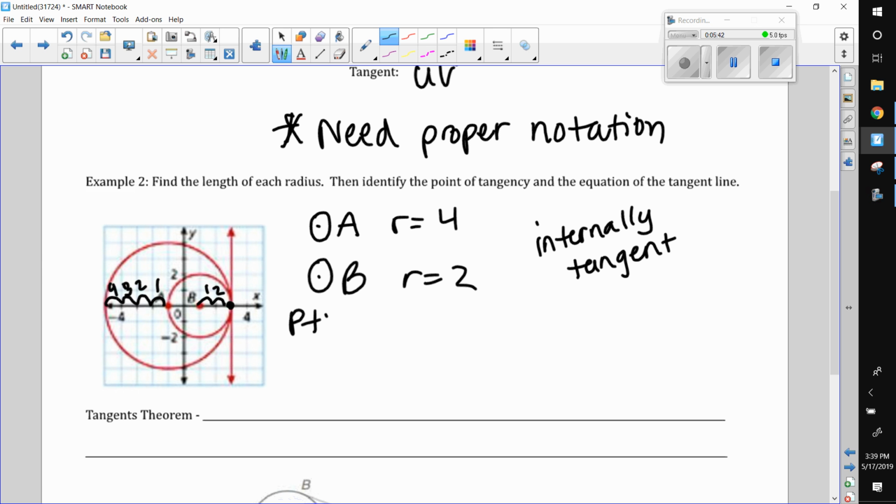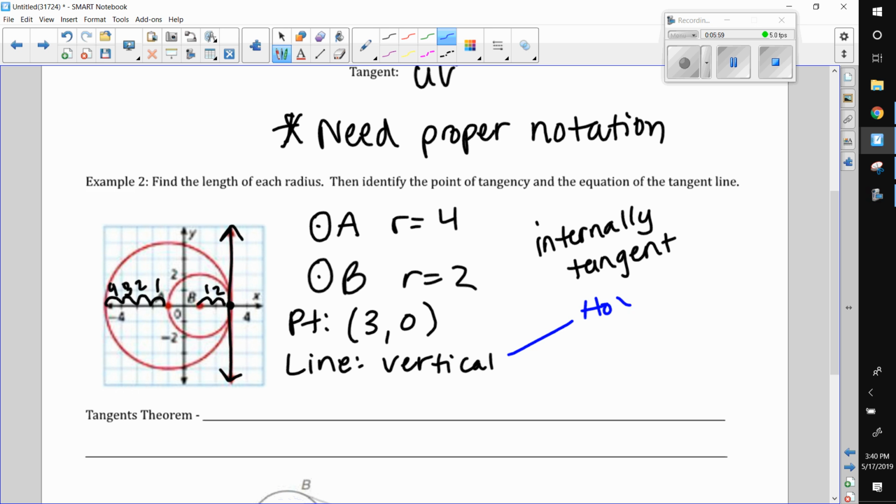Okay, so the point we're looking at looks like (3, 0). And then the line, this line here that is tangent to both circles, is vertical. Remember we talked about that little trick, HOY VUX. I've got a horizontal line, 0 slope, y equals; vertical line, undefined, x equals. So this is going to be x equals 3.